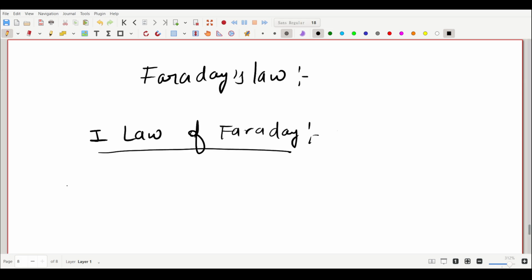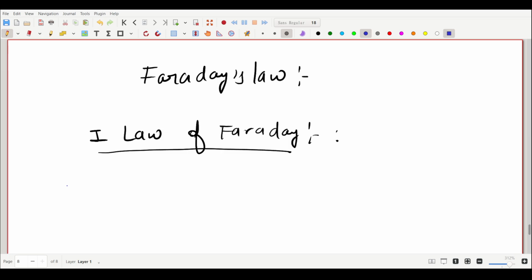Shall I say the statement? Whenever there is a change in magnetic flux linked with a conductor, comma, an EMF is induced in the conductor, full stop.